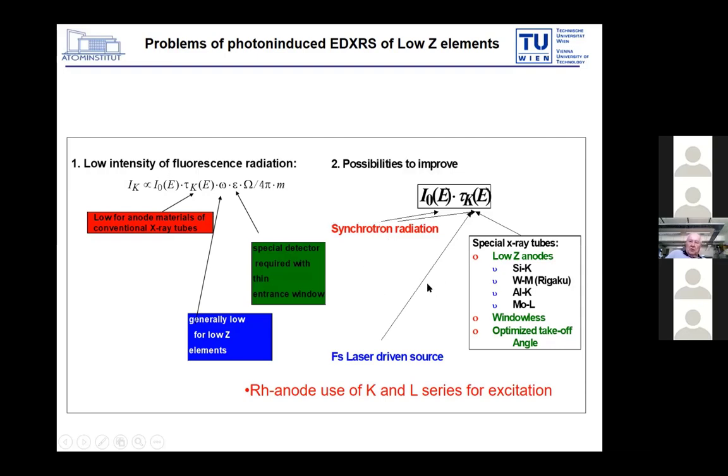We can use several materials for excitation of the light elements. And we, in this talk, point our focus to a low power anode, low power X-ray tube with a rhodium anode. And we are using the K energy at 20 and the L energies at 2.7 keV for the excitation. How it's done, we show later.